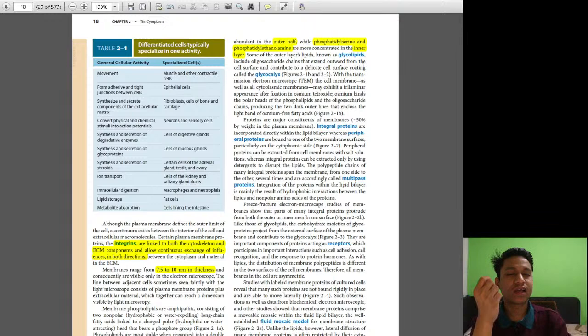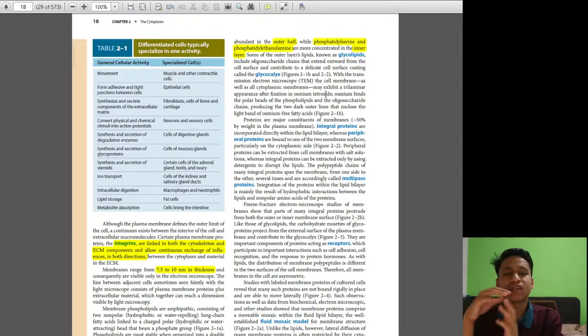It is basically glycolipids. With the transmission electron microscope, the cell membrane as well as cytoplasmic membranes may exhibit a trilamellar appearance after fixation in osmium tetroxide. Okay, I don't think that is important. Appearance after fixation. We know what is fixation.